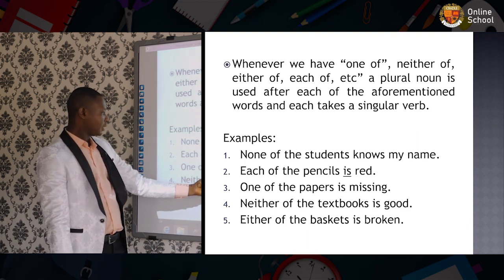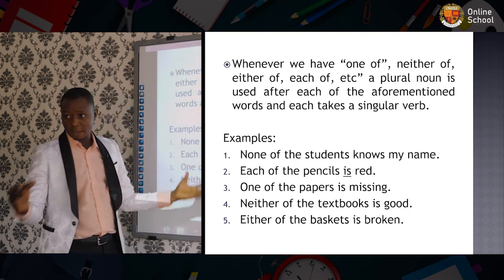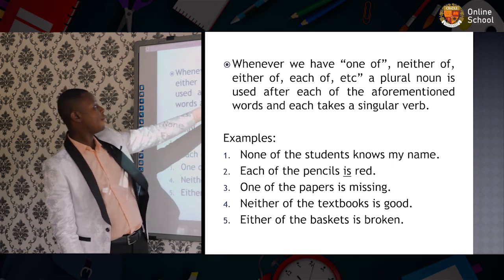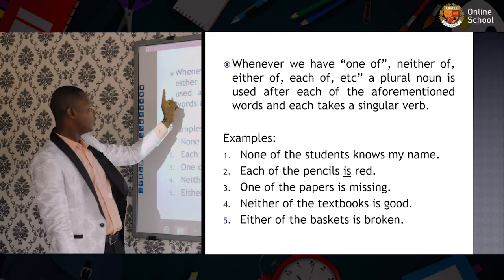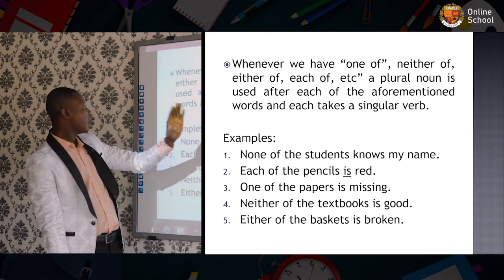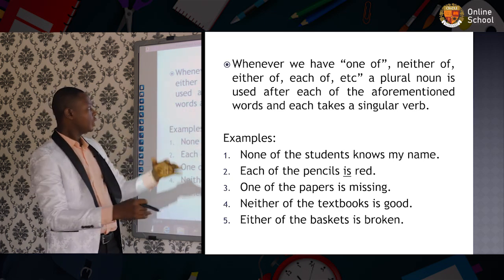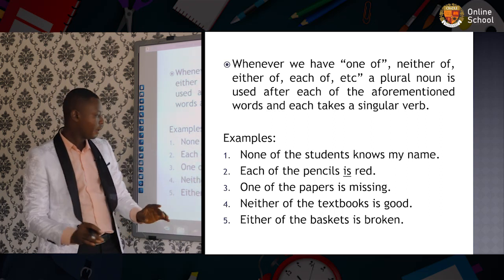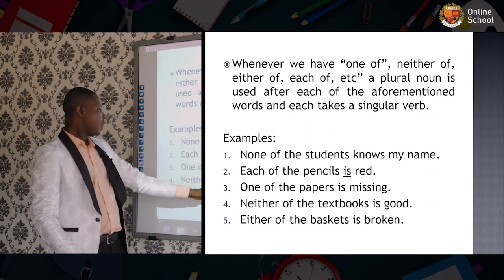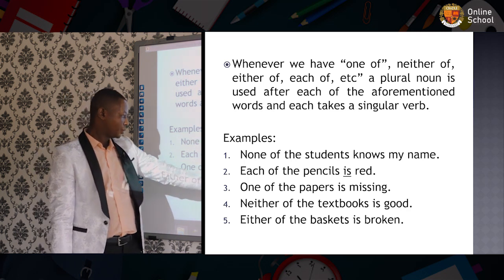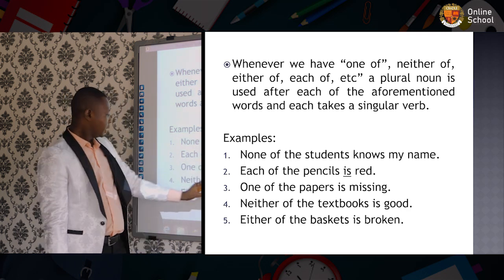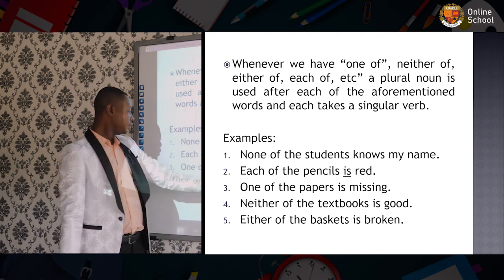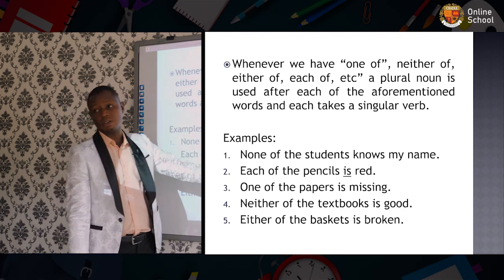One of the papers is missing. There are many papers. Are we getting what I'm saying? And the rule states that whenever we have one of, neither of, each of, etc., a plural noun is used after the aforementioned words, and each takes a singular verb. Is that clear? Neither of the textbooks is good, not neither of the textbooks are good.